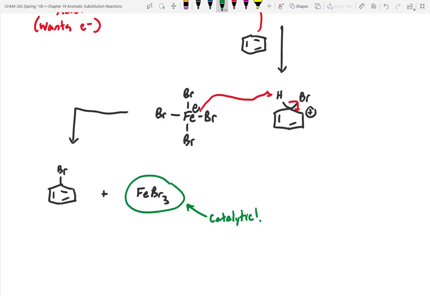Does that make sense? The other byproduct that you get out of this is your acid, which in this case is just going to be HBr. That was the bromine from the iron complex plucking off the proton from the aromatic molecule. All right, the chlorination mechanism is just kind of this one more time. So let's briefly do that one.